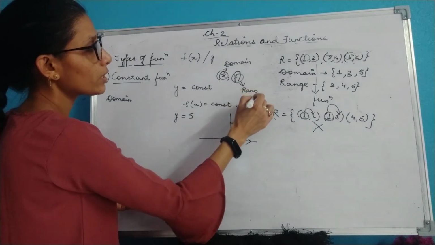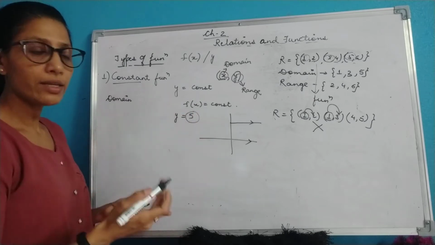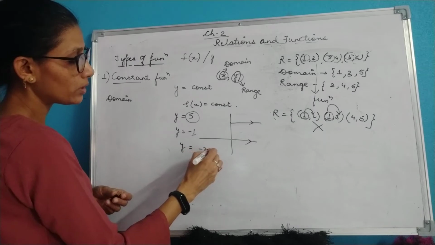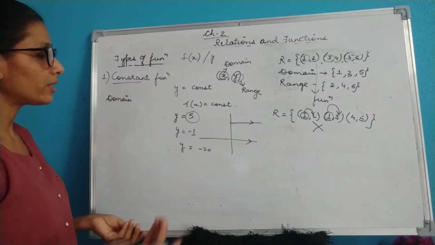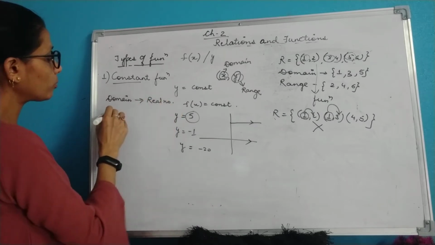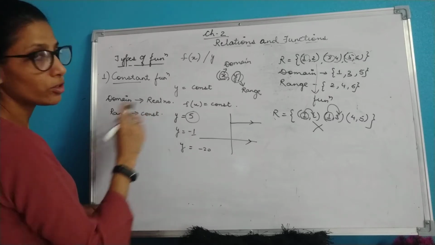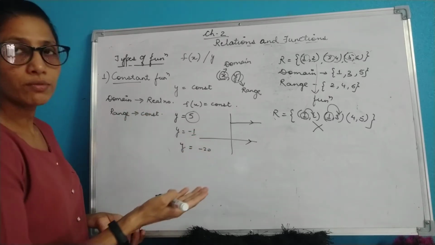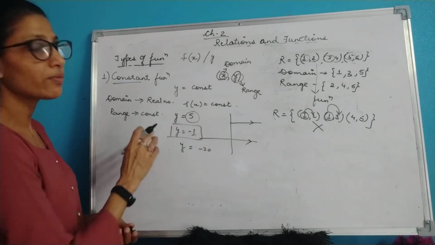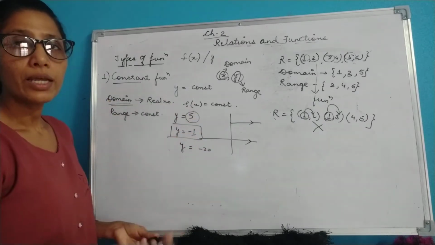So what can you say about the value of x? Here x can take any value. It can be 5, it can be -1, it can be -20, it can be -100, +100, anything. So domain can be any real number. But what about range? Range will be only that constant value which is given in your function. So here range is -1 if your function is defined as y equal to -1. So range will have that constant value given in the function, whereas domain can take any real value.